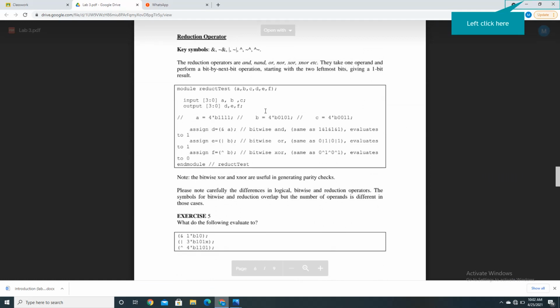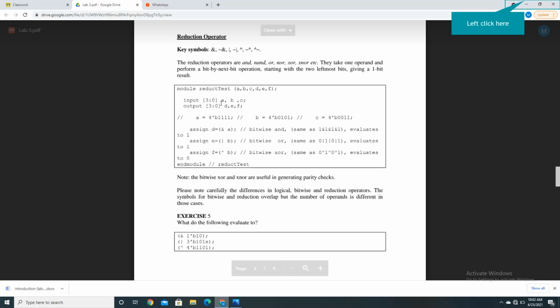We have the AND gate, a NOT AND gate that will be the NAND gate, then the NOR gate, and then the XOR gate, and then the XNOR gate, and so on. These are the reduction operators that we would be using over here.